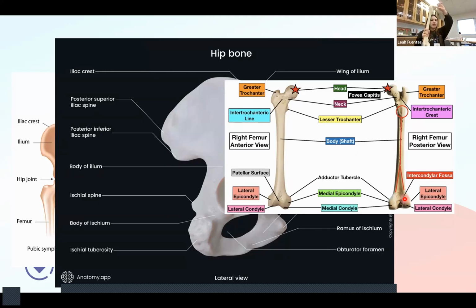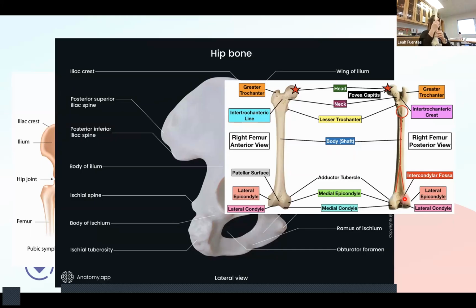Again, greater trochanter, lesser trochanter. Back here we have, again, the medial and lateral epicondyles. You will be asked to side the femur. You need to identify the anterior part and the posterior part, because a lot of students try to side it another way, which you can, but it's a lot harder.